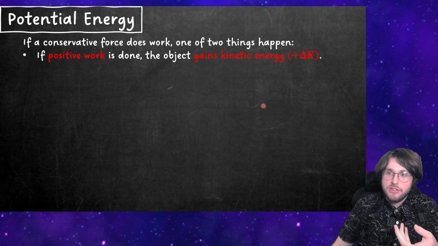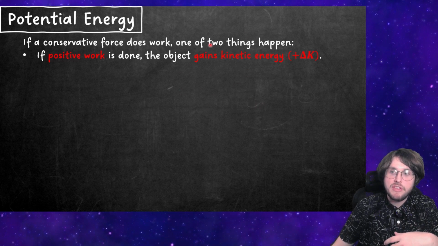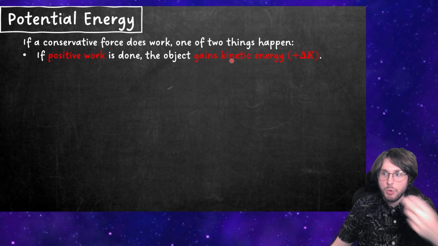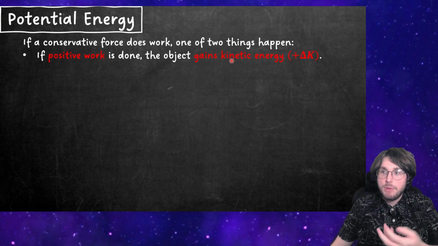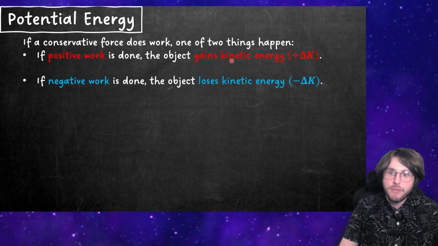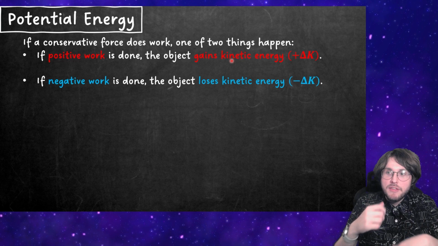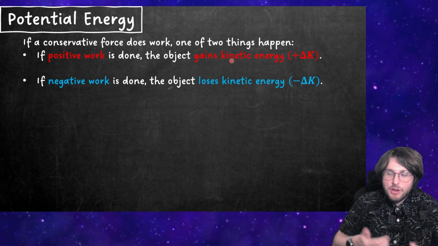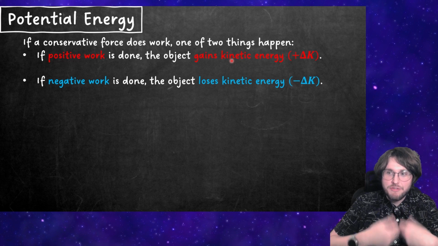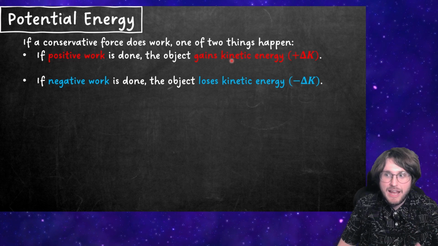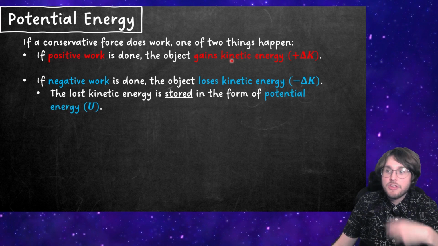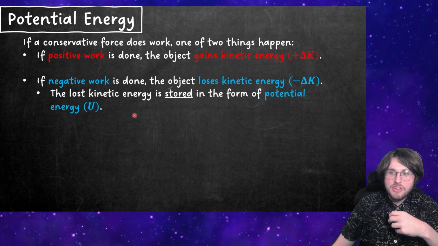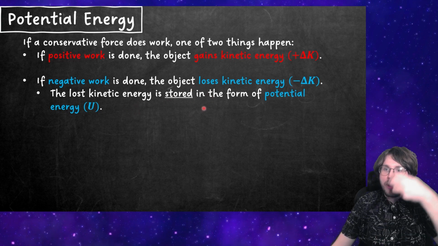If positive work is done by this force, then obviously the object gains kinetic energy, because positive work gives you a positive change in kinetic energy. But if negative work is done, then the object is going to lose kinetic energy. And obviously that energy has to go somewhere, and it's not necessarily going into friction because we're not losing any mechanical energy per se. So instead, we say that that lost kinetic energy is stored in the form of potential energy.